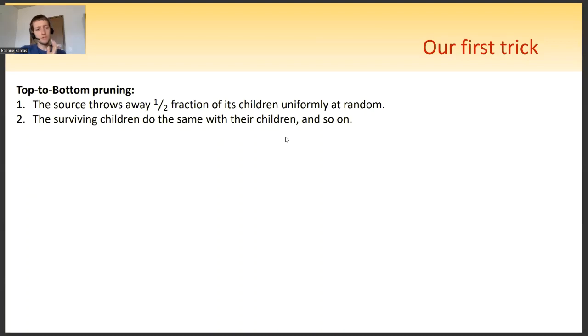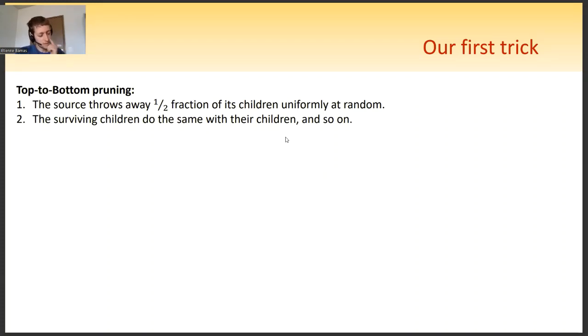It gave us a simple trick that we call top-to-bottom pruning. It is the following trick. Imagine you're giving me an integral solution. Then I can remove some parts of the solution by just starting at the source. I look at the children of the source, and the source just keeps half of them uniformly at random. Then I look at the surviving children of the source, and for each of these surviving children, I look at its own children, and it repeats the same. It keeps half of them uniformly at random. And I repeat this until I reach the sinks.